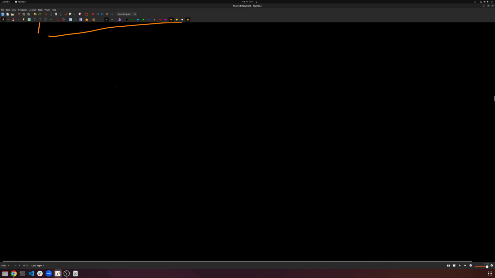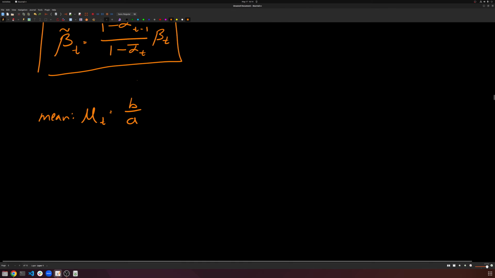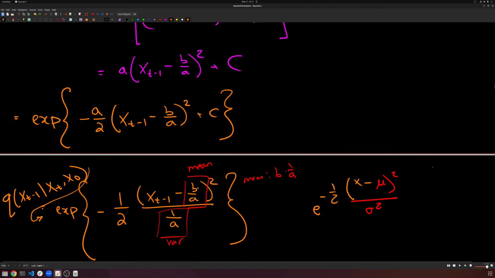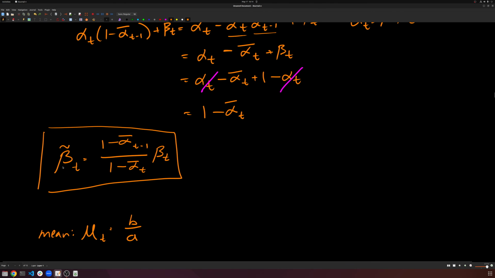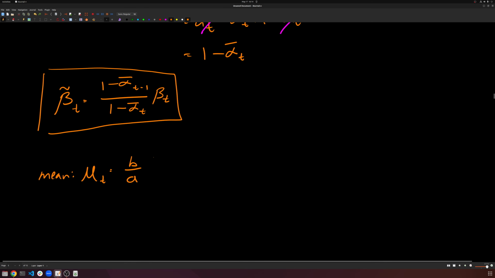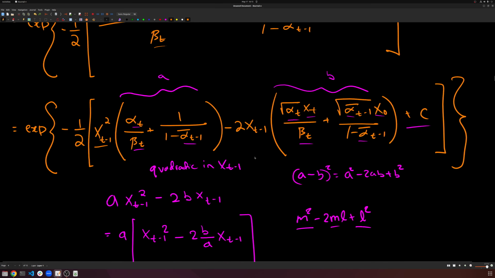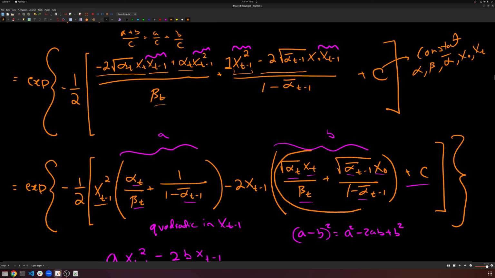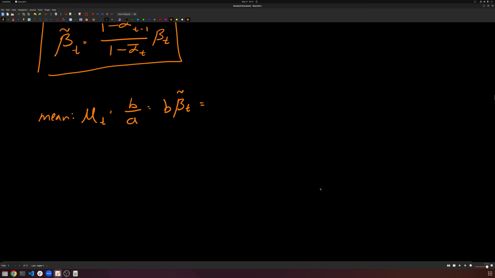So let's go ahead and do, let's see here. Our mean, which they call mu t, is going to be b over a in our case, right? That's what we had, b over a, which is also b times 1 over a. And we already found 1 over a was beta tilde t. So this is really just equal to b times beta tilde t. And what was b? Let's remind ourselves. That was this part right here, that's what we said is b. So we just have to rewrite that and then multiply it by the beta tilde t, which sounds like a lot of work, and it actually is quite a bit of work to simplify down.